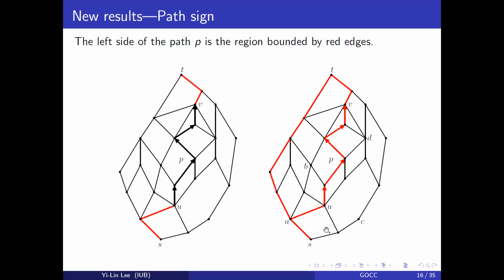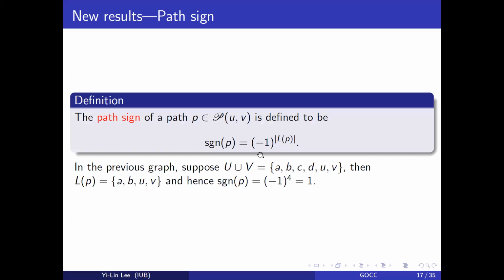For example, if A, B, C, D are the other starting and ending points of other paths, in this case A, B, U, V are on the left side of the path P. So we say the collection L of P contains A, B, U, V, while C and D are not. And the path sign is defined to be -1 to the power of the size of L of P. So in our previous case, there are 4 elements in the set L of P, so the path sign is positive.